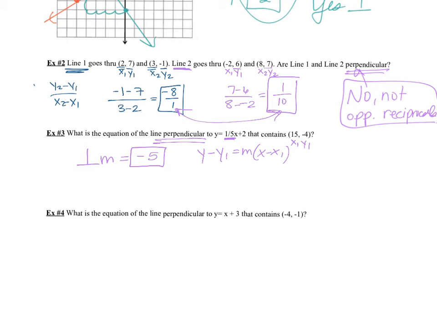Okay, so we're going to take these numbers and just drop them in. So y minus a -4 equals a -5, that's our m, times x minus 15, which is our x1. So simplified, this would just be y plus 4 equals -5 times x minus 15.